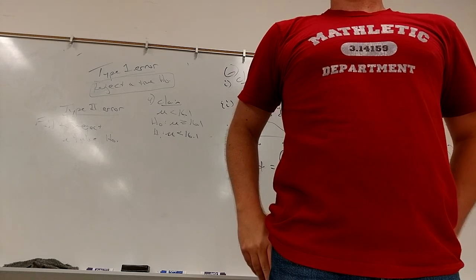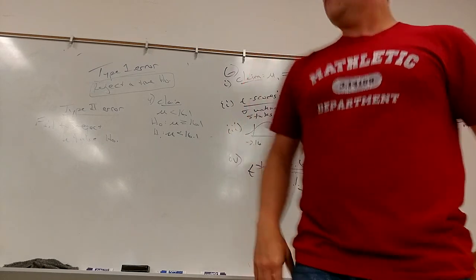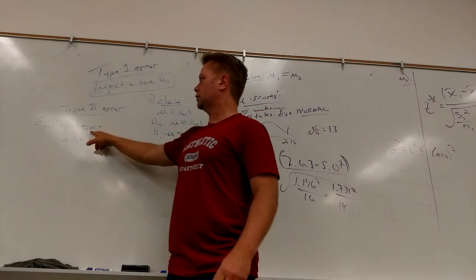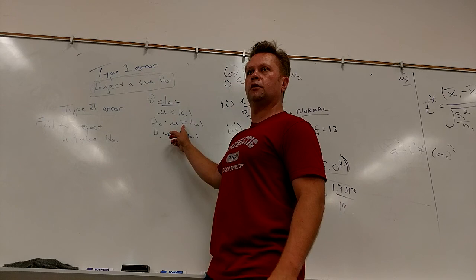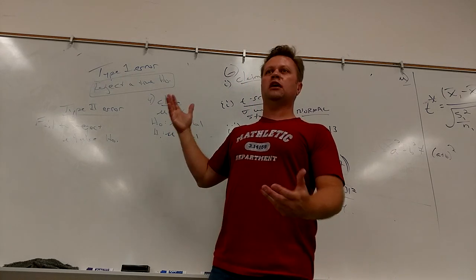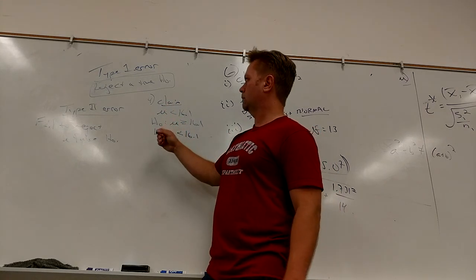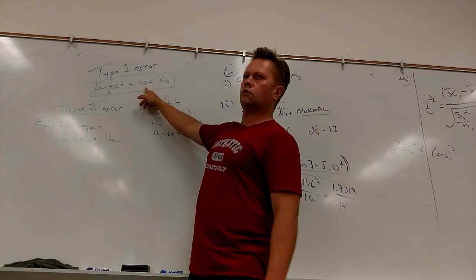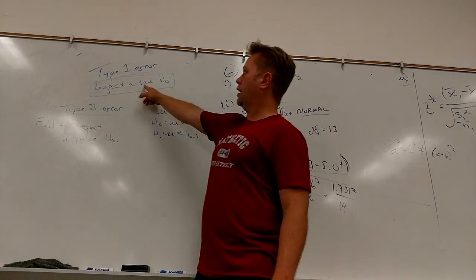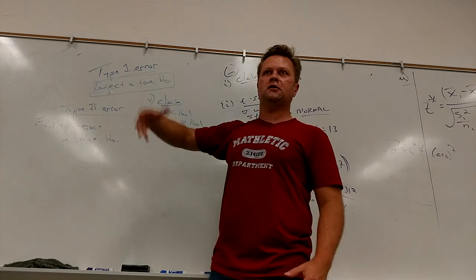Wait, so you could write it literally like that. We feel it is what the null is when it is not. Yeah, so if you type 2 error, fail to reject, we feel that this is true when in reality, it ain't. You can use good grammar too, but you don't have to. Back to type 1 error, it would be, we feel that this is wrong when in reality, it's right.